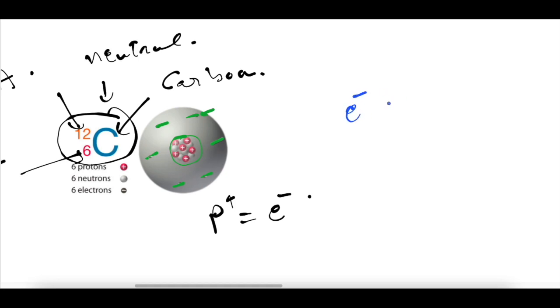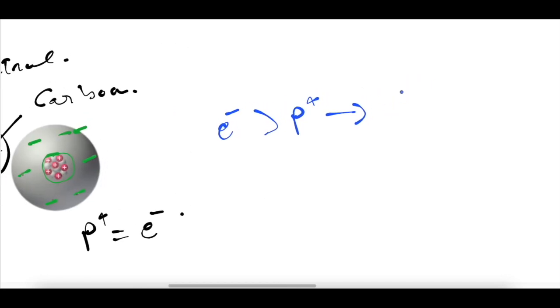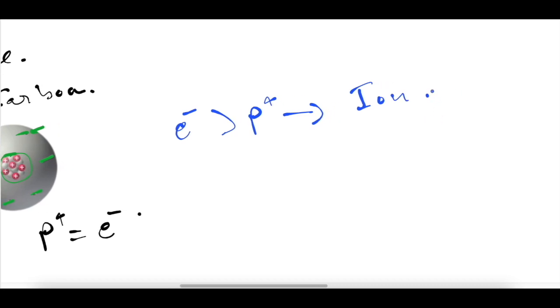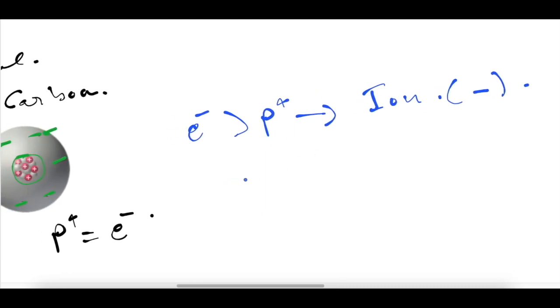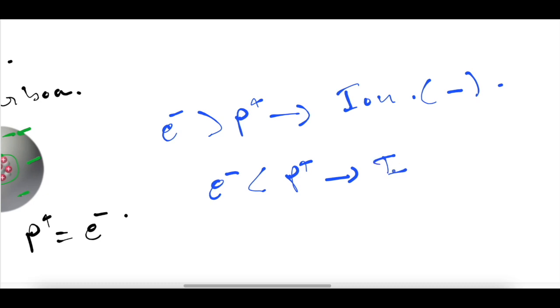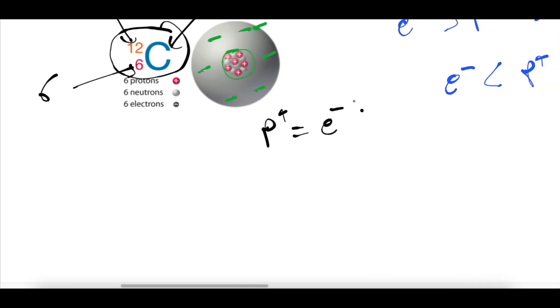And if we have an imbalanced number between the protons and the electrons, for example, if the number of electrons exceeds the number of the protons, this imbalance leads us to an ion. An ion means that the atom is charged, here in this case, with a negative charge. And in the opposite, if the number of electrons is less than the number of protons, here we have an ion of positive charge. So the number of protons also indicates the number of electrons in the atom.